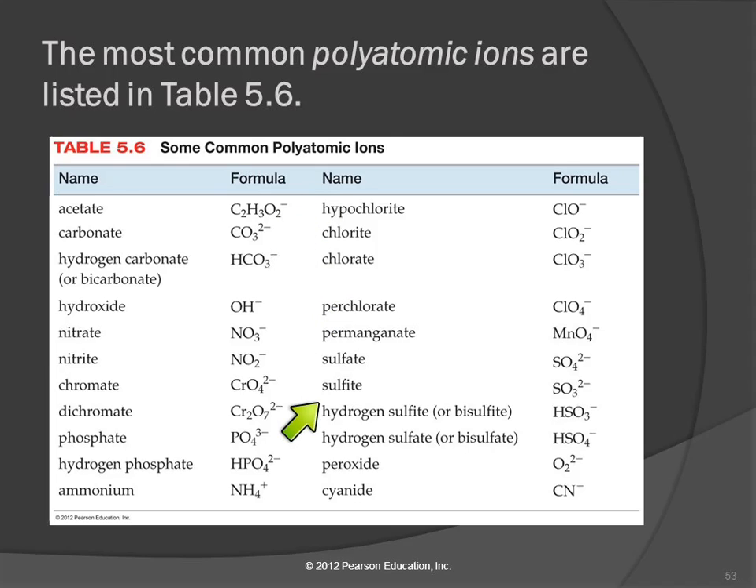Hypochlorite, all these. Again, here with sulfate, SO4 2 minus, and then we've got hydrogen sulfate. I'm sorry, hydrogen sulfite and hydrogen sulfate. So you got to be careful here. These differ by 1 letter, and their formulas differ by 1 number. So you got to be careful with those. Peroxide's weird, cyanide's kind of weird.